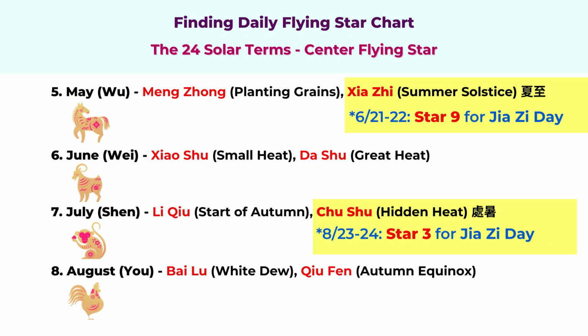And the next one is Xiazhi or summer solstice. That's June 21st or 22nd. And find the Jiazi day near the summer solstice day. And the center star will be number 9 for that day. And the next one is Chu Shu, the hidden heat. That's August 23rd or 24th. And you'll have star number 3 for the Jiazi day near the Chu Shu day.